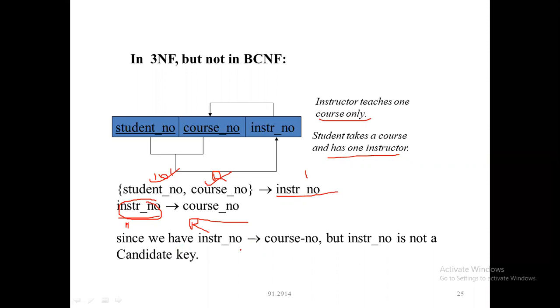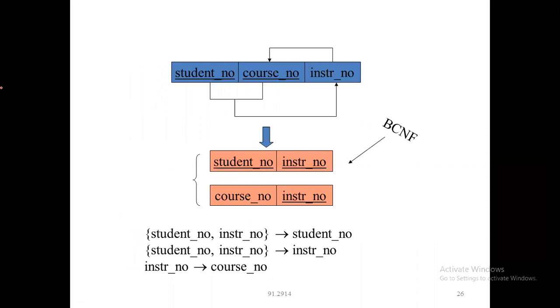We have instructor and course, but instructor number is not a candidate key. See here, these are the keys. Student number is there, course is there, but instructor number is not a candidate key. That means importance has not been given to the candidate key. Now how will I do this? I have to split this again. First of all it should be first normal form, then second normal form, then third normal form. Only then can I go to the fourth normal.